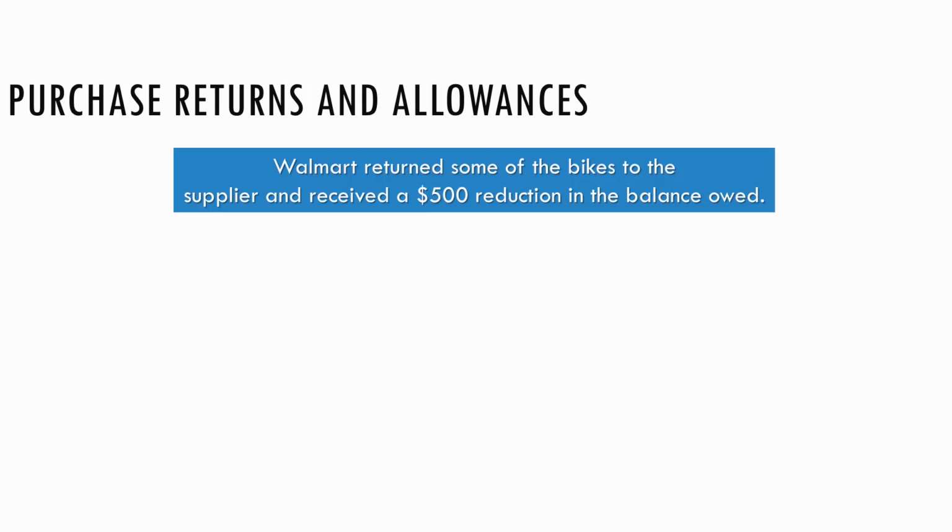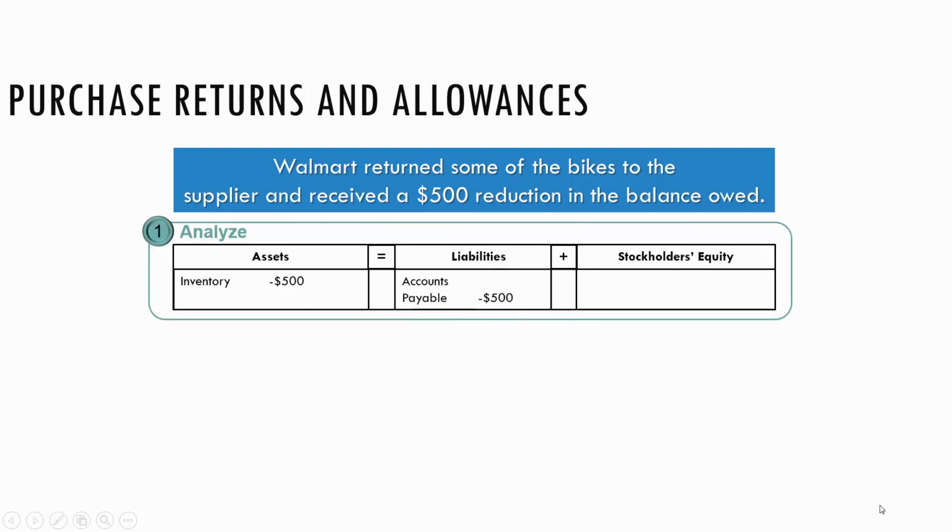Walmart then decides to return some of the bikes to the supplier. And because they return, they don't have to pay for them anymore, so they get a reduction in the balance owed. This is a purchase return. So up here they say purchase returns and allowances. Technically it's purchase returns and purchase allowance, and this example they're giving us here is a return of merchandise. When they return this merchandise, they take it out of inventory because we no longer have it in our inventory, and we record it then as a reduction also in the amount we owe.